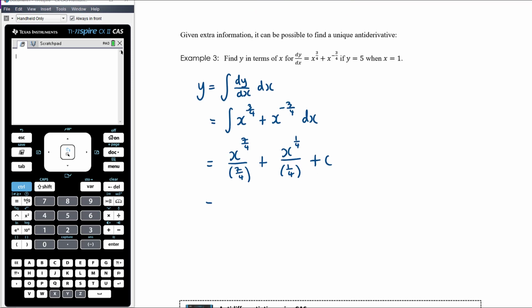So again, dividing by 7/4 is the same as multiplying by 4/7. So we've got 4/7 times x to the 7 on 4 plus dividing by a quarter is the same as multiplying by 4, x to the power of 1/4 plus c.